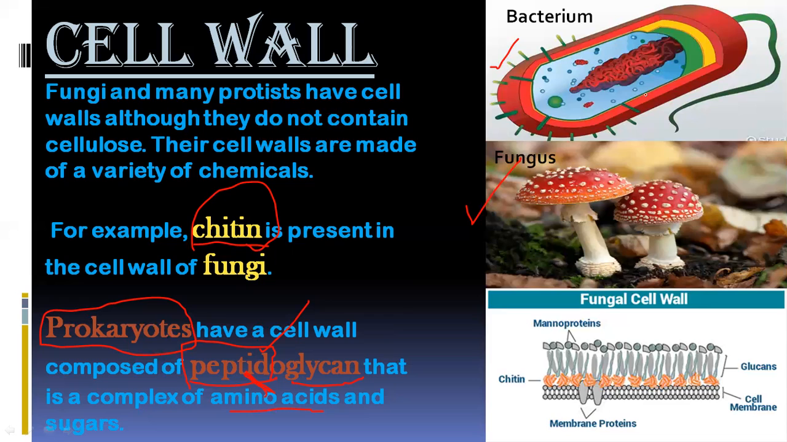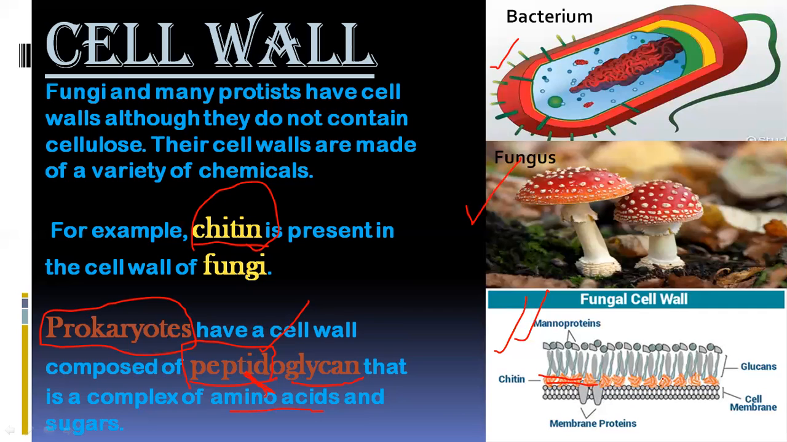So here you can see a bacterium, and here you can see a fungus, and this is the inner structure of the fungal cell wall. You can see chitin is present here. Some proteins, mannoproteins are there, glucans are there, like carbohydrates as well, but the main thing is that it is made up of chitin, not cellulose. So this is all about the cell wall. The details you have seen, just remember that. It must be on your fingertips, like what type of chemicals are present, how many walls there are, primary and secondary wall.